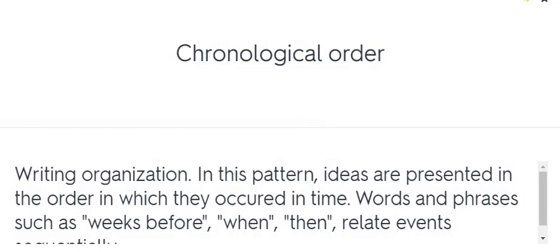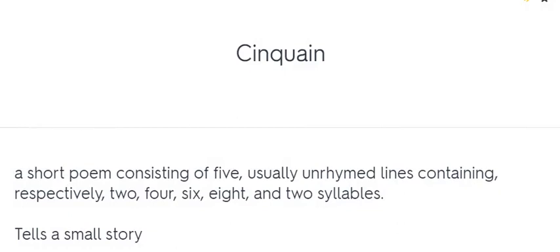Chronological order. Writing organization. In this pattern, ideas are presented in the order in which they occurred in time. Words and phrases such as weeks before, when, then, relate events sequentially. Cinquain. A short poem consisting of five, usually unrhymed lines containing, respectively, two, four, six, eight, and two syllables, tells a small story.